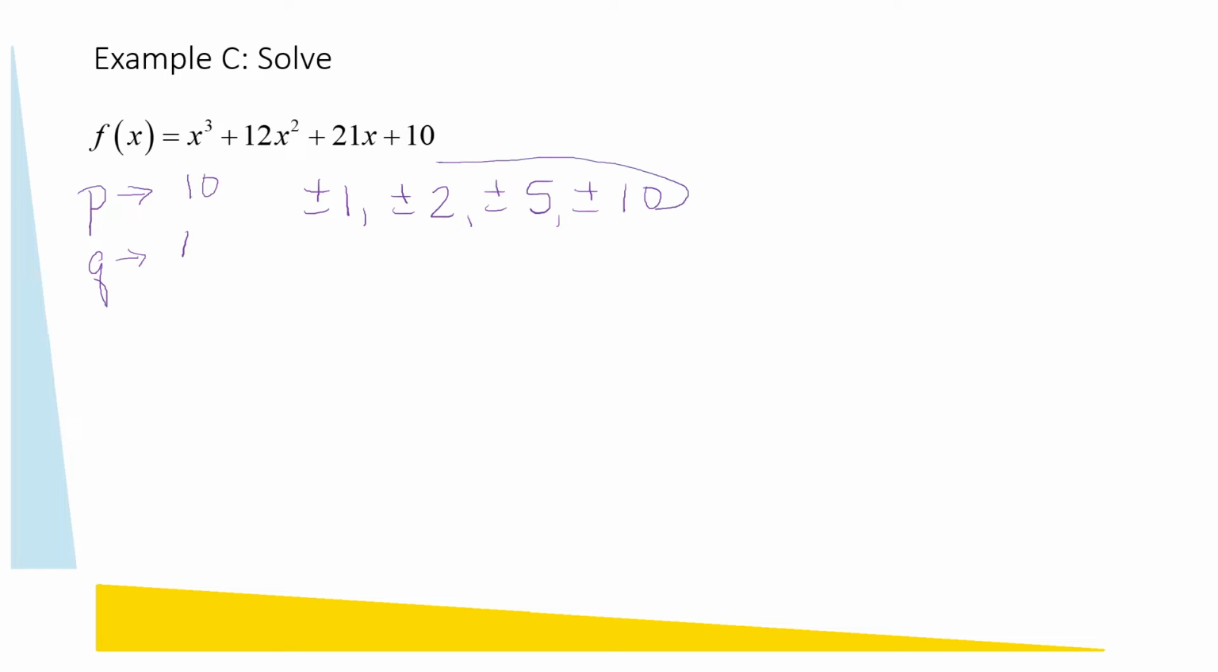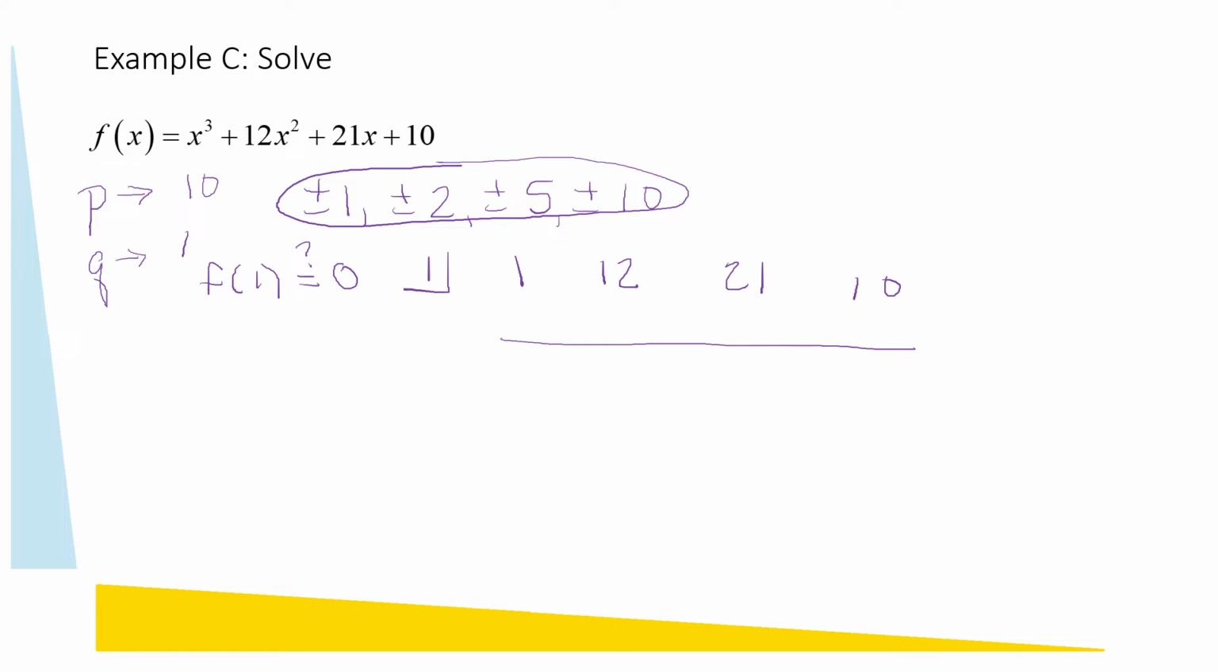picking one of these 8 real rational roots to determine, is that a factor of this polynomial. I'm going to choose 1. So I want to know, is f of 1 equal to 0? So I'm going to use synthetic division. 1 goes in that box. And the coefficients of my polynomial are 1, 12, 21, and 10. And I'll do some synthetic division here.